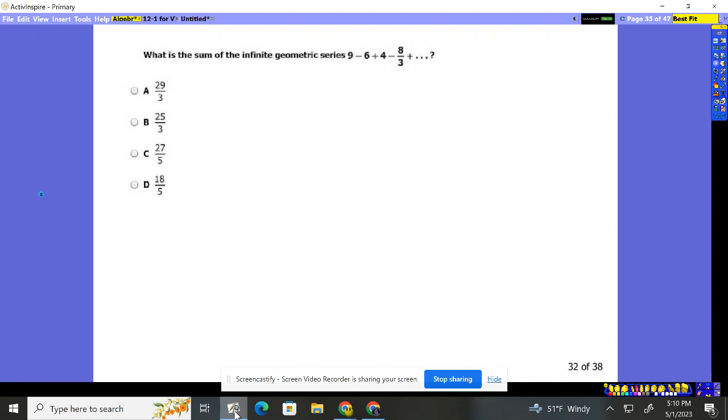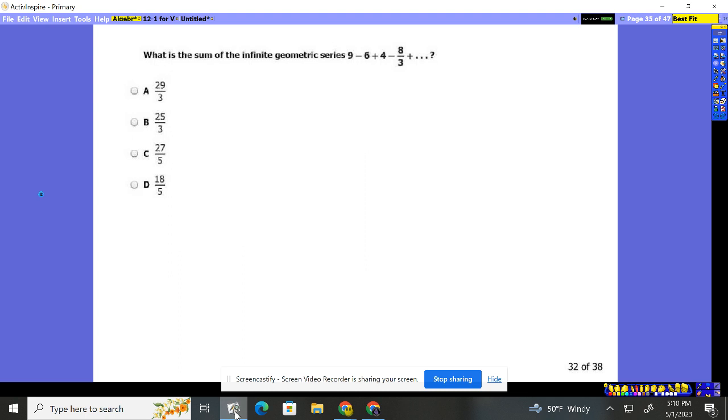32. What is the sum of the infinite geometric series? So we can see this is going down, so it's being multiplied by something less than 1, and it's going to approach 0 eventually. So they want to know, what is this all adding up to?